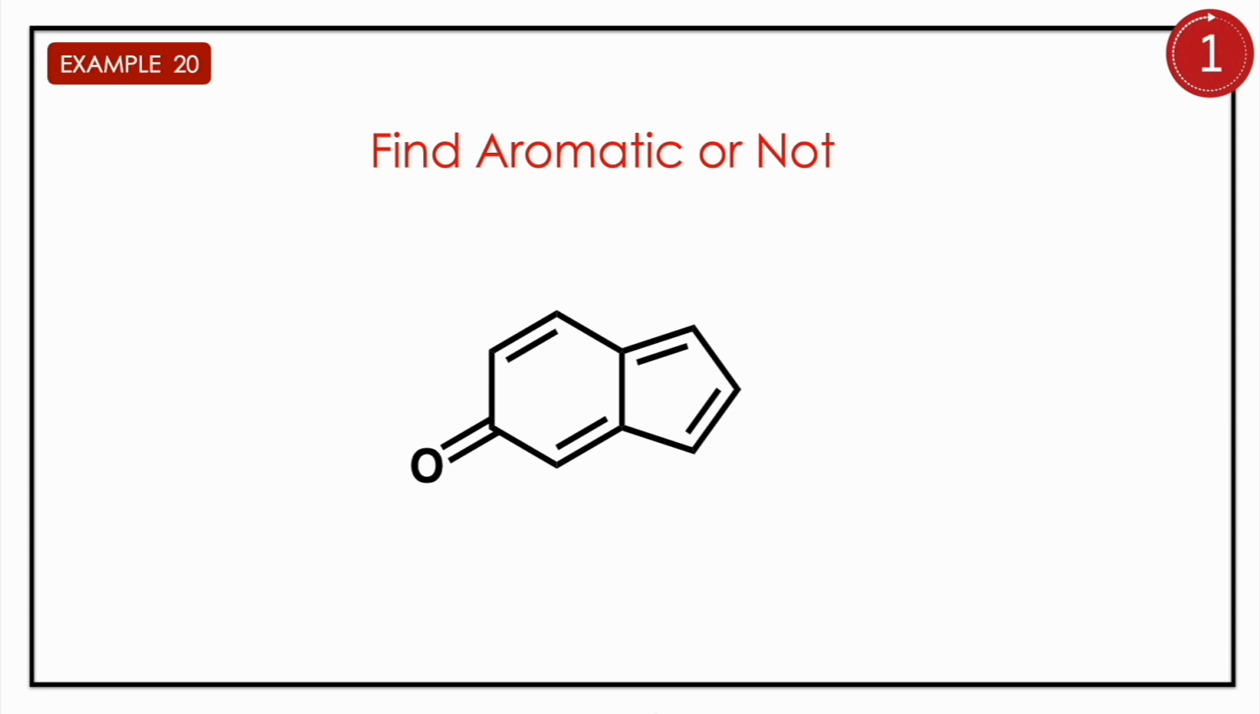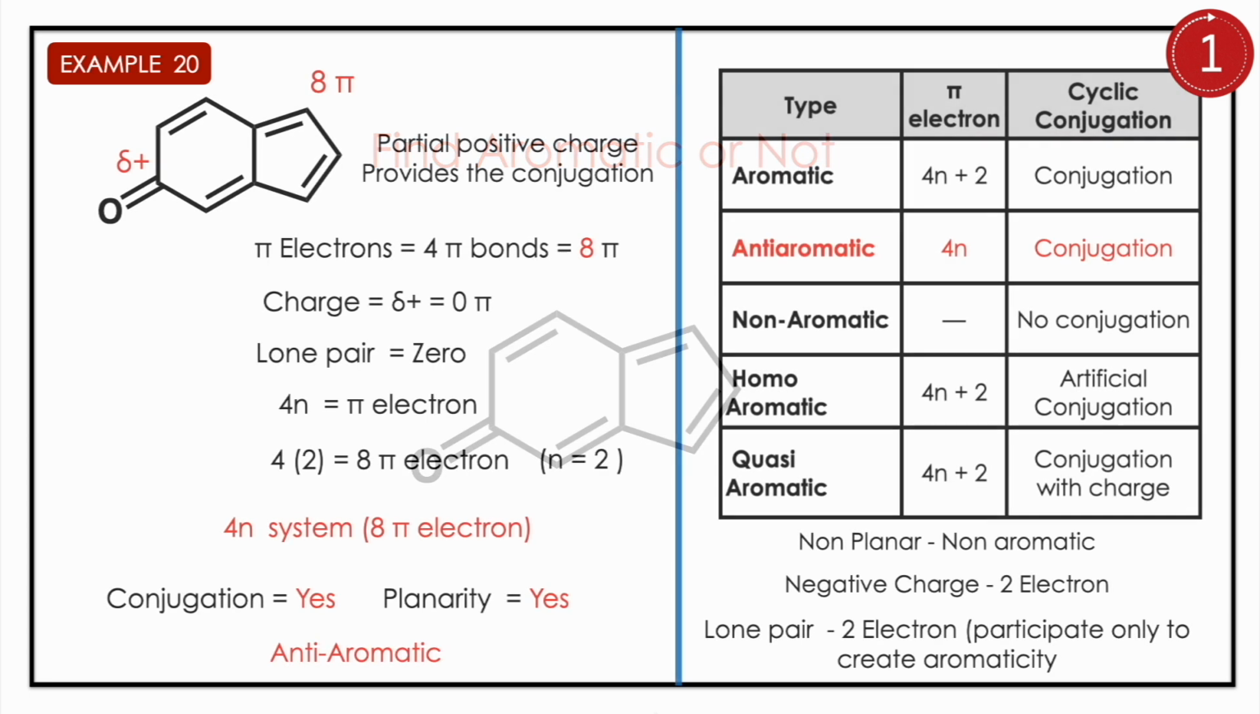Then the next example. Here you have a 6-member and 5-member fused system, 4 double bonds, 1 ketone. You should find whether the compound is aromatic or not. Here you have a carbonyl in the system. The carbonyl provides a partial positive charge because of the electronegative oxygen, with the electron cloud towards oxygen. So the carbon holds a partial positive charge. It helps for delocalization.